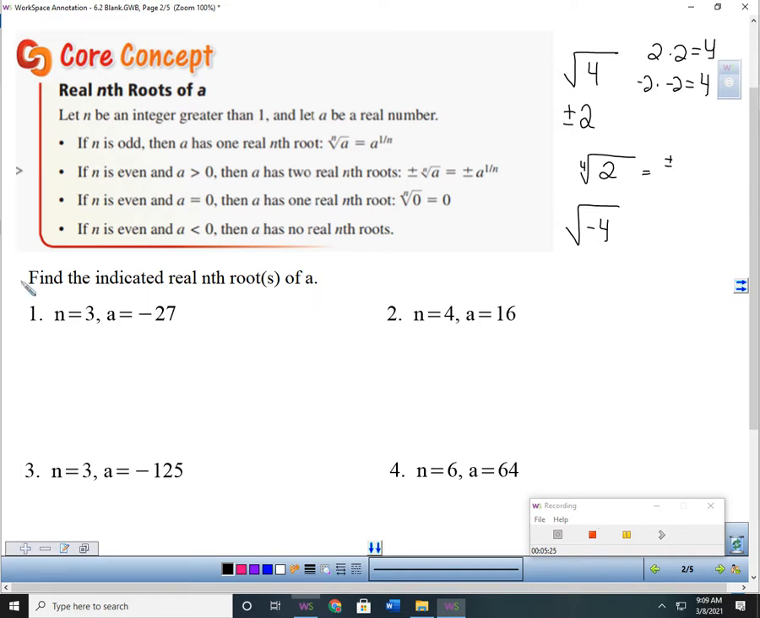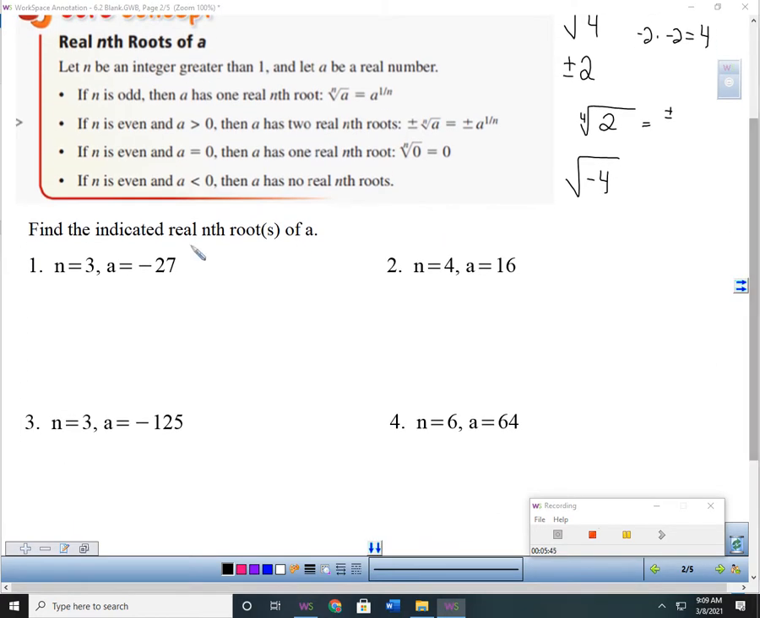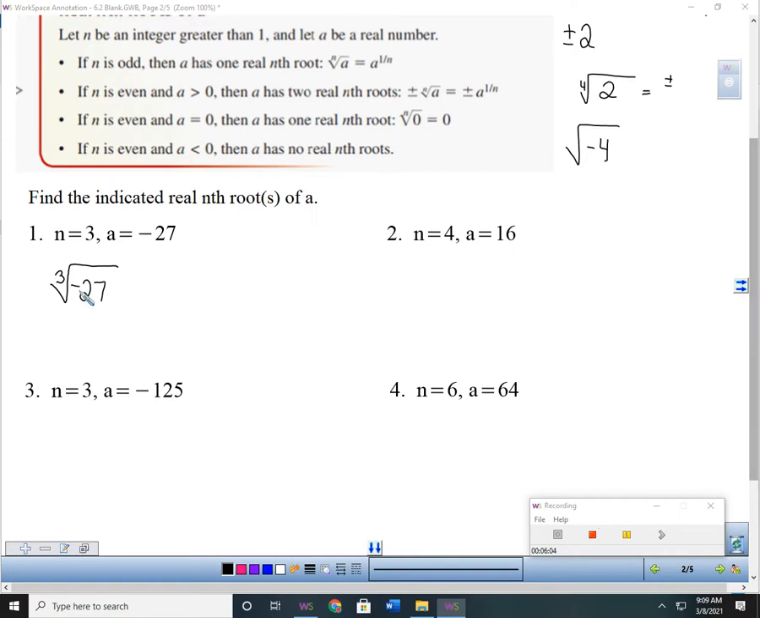So we're going to find the indicated real nth root of A. n represents your root number. So this is a cube root, and then underneath, negative 27. When I take the cube root of something, I'm looking for a number times itself 3 times that will make negative 27. Now, when n's odd, you can have a negative number under there, but you're only going to have one answer. So what number times itself 3 times will give you negative 27?